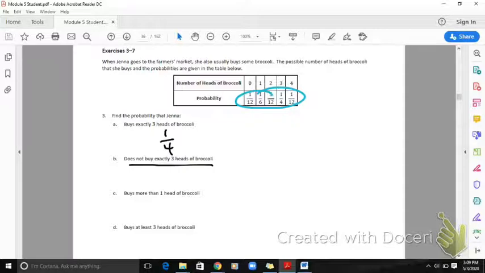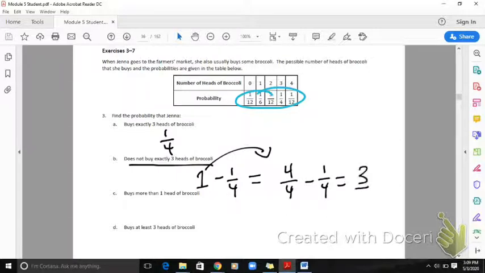So if the probability that she buys 3 broccoli heads is 1/4, right here I can simply do 1 whole, subtract 1/4 to figure out the probability that she does not buy 3 heads. And you could do this in your head if you know that 1 take away 1/4 is just 3/4, or if you want, we can have common denominators. You could think of 1 as 4/4. Subtract 1/4 is 3/4.